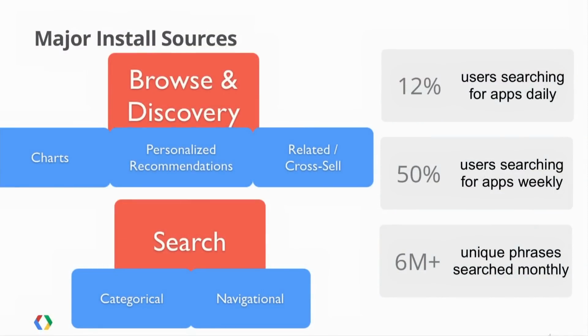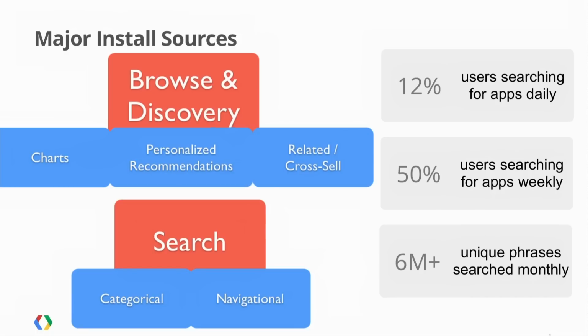So that's navigational queries. And just to show you how important search is, in any given day, 12% of our active users come back to the store and search at least once for apps. In any given week, half of our users come to our store and search for apps. And even given the number of apps we have, in any given month, there's over 6 million unique phrases that are being searched for.